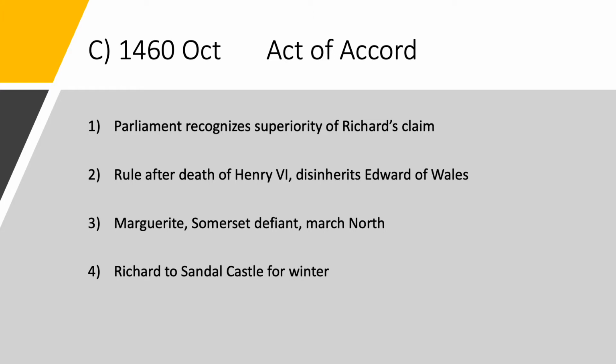Essentially, then, what it says is that after Henry VI dies, and he is a little bit older than Richard, Richard will succeed. This disinherits Henry and Marguerite's son, Edward, Prince of Wales. And so Marguerite and Somerset muster an army and march north. Richard of York and his second eldest son, Edmund, retire to Sandal Castle for winter. They declare a Christmas truce. So his sons disperse, and Richard and Edmund go to Sandal.